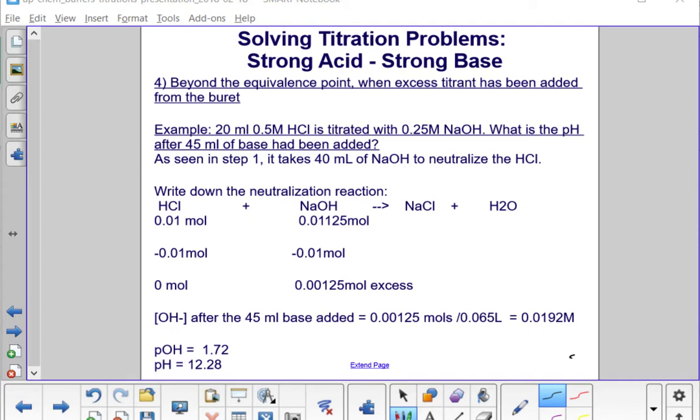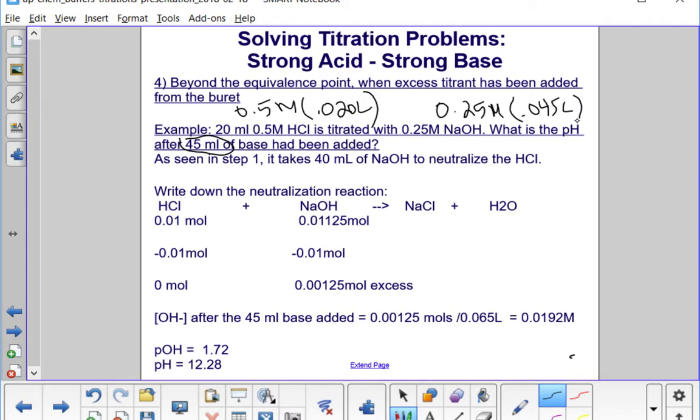Okay, so what about beyond the equivalence point when excess titrant has been added? We start again with our same initial amounts and concentrations, and we're asked what is the pH after 45 milliliters of the base has been added. So we start with our neutralization reaction. We have the same initial amount of HCl, 0.01 moles, which is 0.5 molar times 0.020 liters. Now, moles of NaOH is 0.25 molar times the volume, 0.045 liters. We do that and we get 0.01125 moles.